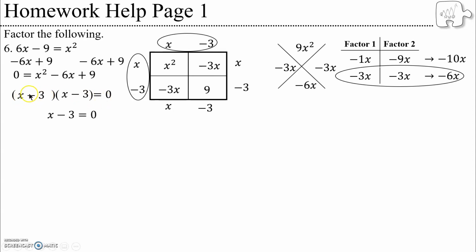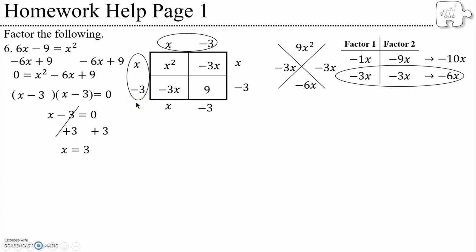If we solve x minus 3 equals 0, it'll give us the same answer every time we solve it. And what number minus 3 is 0? We add 3 to both sides. x is 3. So we see here that when we have a perfect square trinomial, we only get one answer. But most of the time, we get two answers.